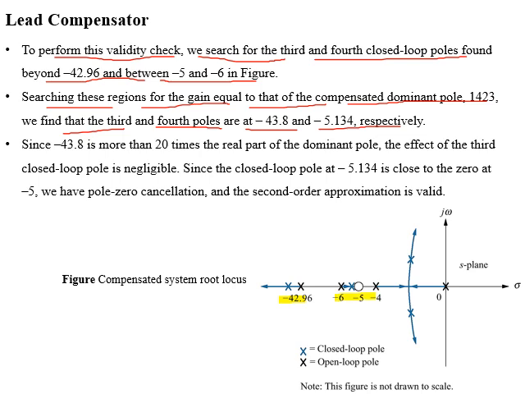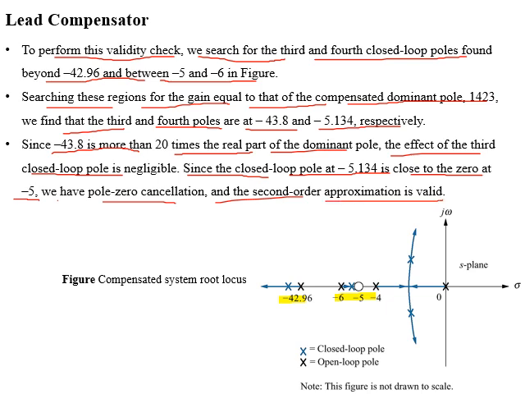Since minus 43.8 is more than 20 times farther away than the real part of the dominant pole, the effect of the third closed loop pole is negligible, whereas the fourth closed loop pole is at minus 5.134 and it is close to the 0 at minus 5. So at this point we have pole 0 cancellation. So we conclude that our second order approximation is valid. And with this, our first lead compensator is completed for the given system.